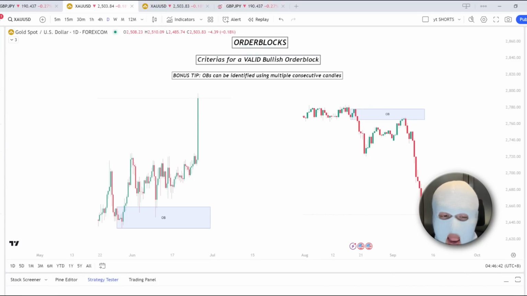An order block does not have to be one singular candle. If there are multiple consecutive down candles like this, or multiple consecutive up candles like this, these are just one big order block. Now, let's take a look at some examples of valid and invalid bullish order blocks.